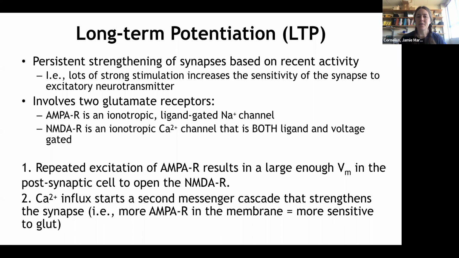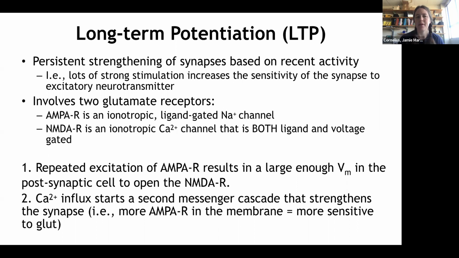NMDA is also a ligand-gated channel. It also binds glutamate, but it allows calcium to enter the cell. So that's one difference. It also has a second gate, essentially. It has a magnesium plug, and it requires depolarization of the membrane to open that gate, it's effectively a voltage gate, and allow for calcium to flow.